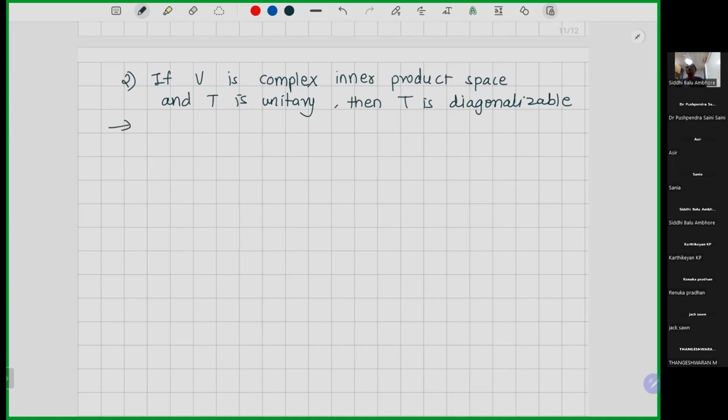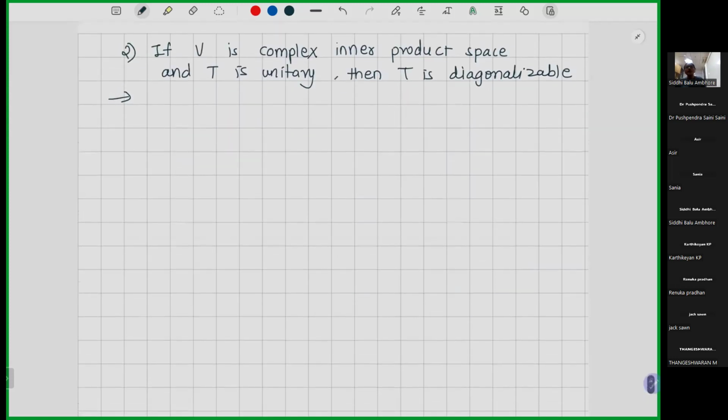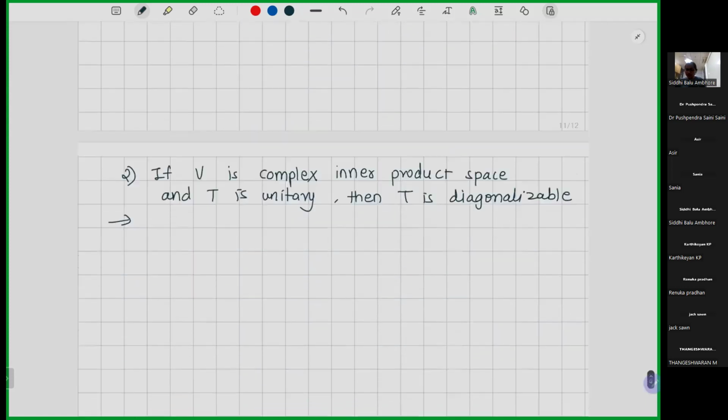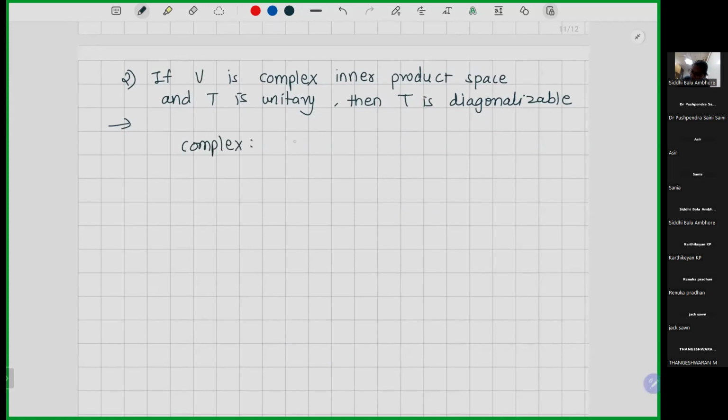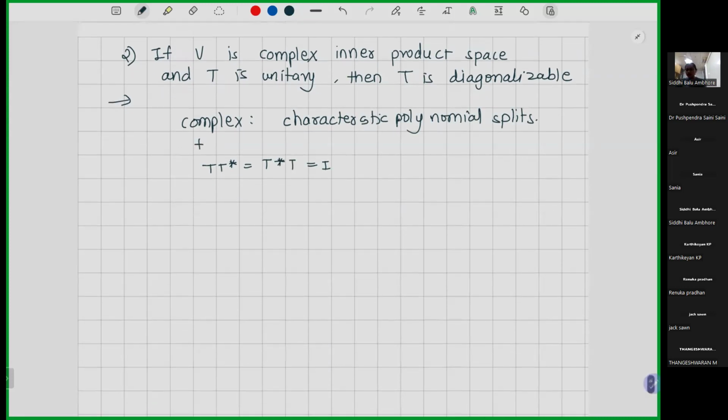Now, any guesses? Since we have now switched to a complex inner product space, the assurance is that the characteristic polynomial of T splits, so it has n eigenvalues. Along with that, we have the condition that TT star is equal to T star T is equal to identity. These two conditions are important. Then can we say anything about this?